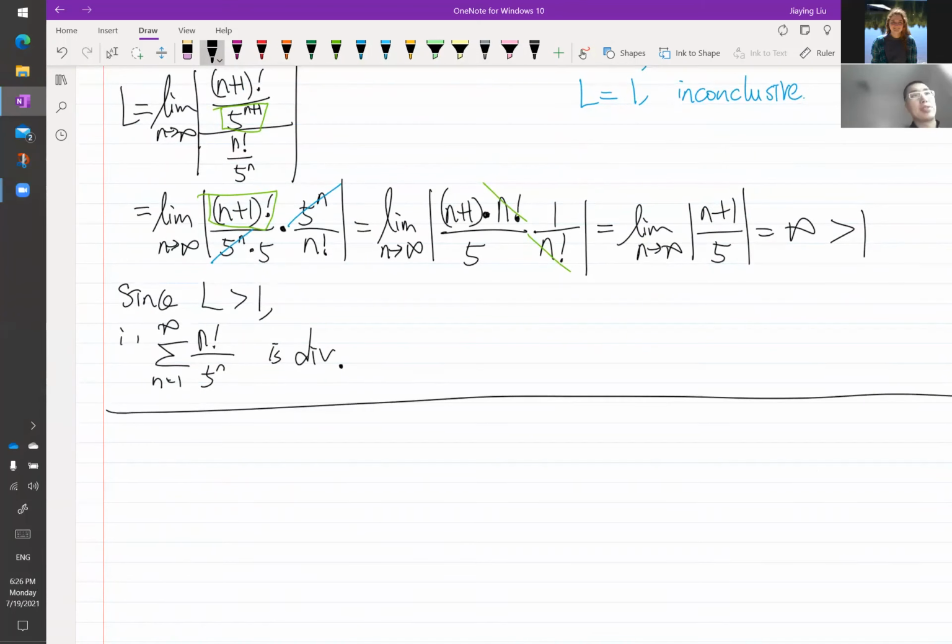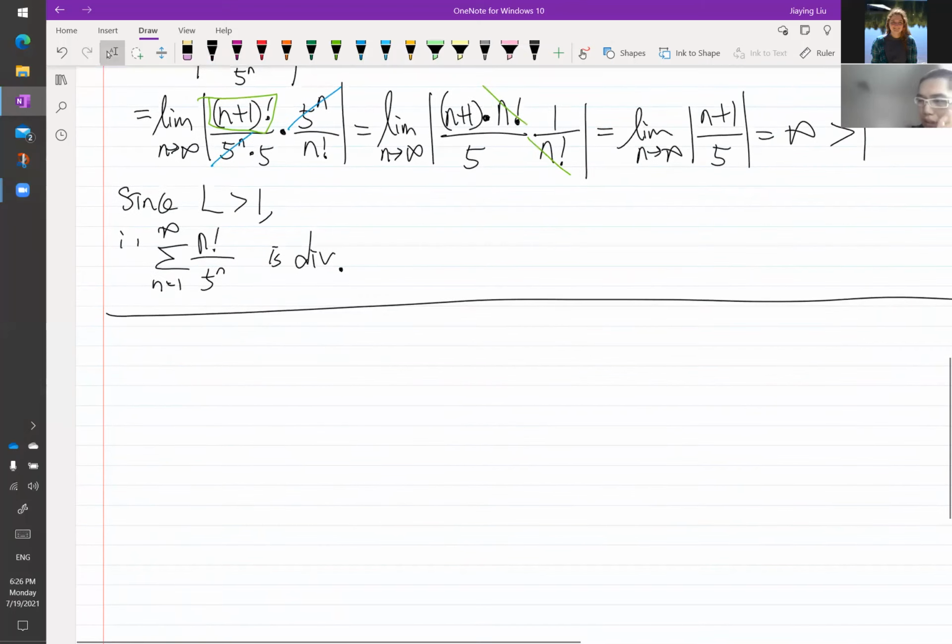So the next part, I'm just going to briefly go through what section 11.7 is, and I'm not going to do any specific examples. Just give you some ideas. So 11.7 basically puts together all the tests that we could use to test a convergent or divergent series.